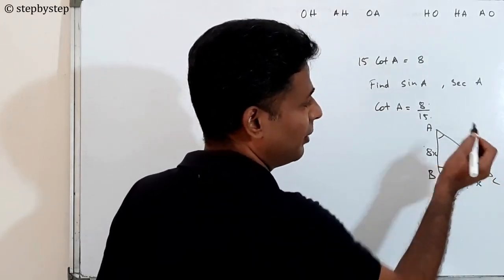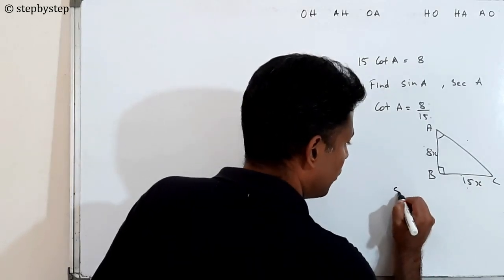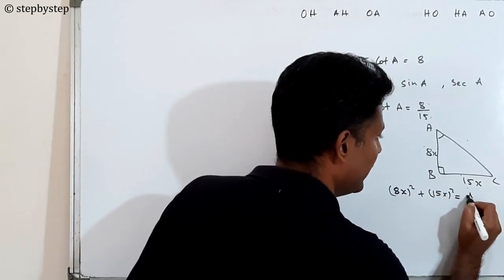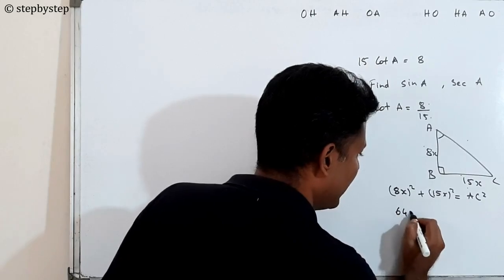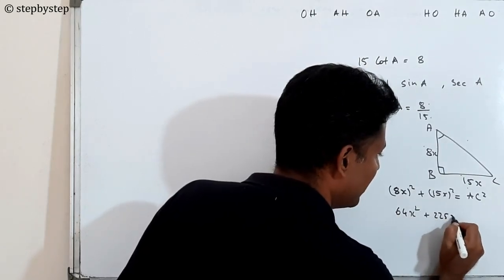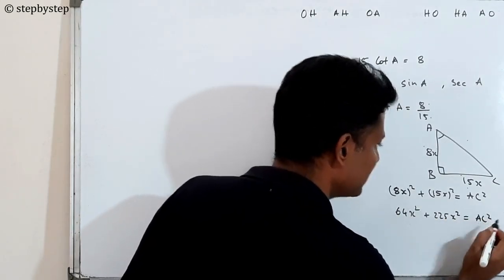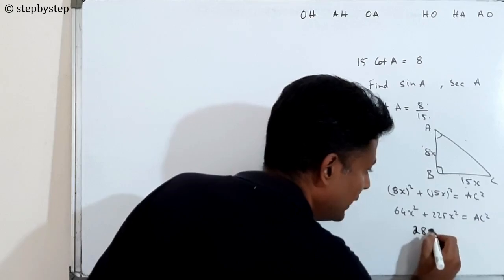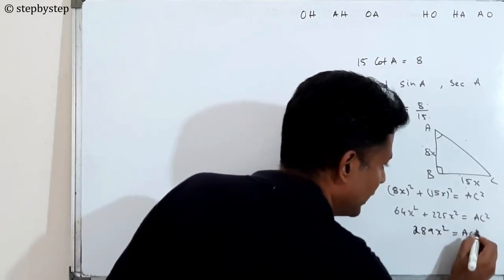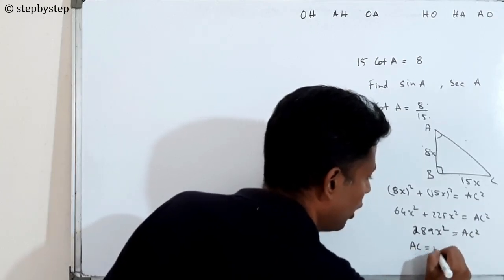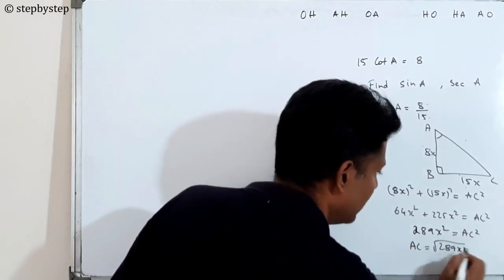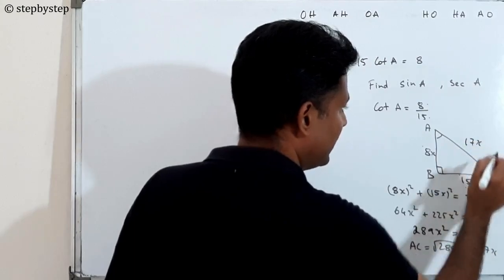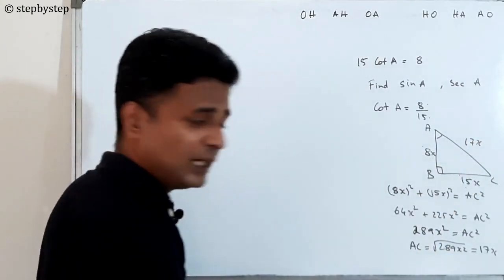Now using Pythagoras theorem, again we can find the hypotenuse, right? So what do we have? 8x square plus 15x square equal to AC square. So 64x square plus 225x square equal to AC square. So we get 289x square equal to AC square. So what is AC? Root of 289x square. So the answer is 17x. So what is the hypotenuse? 17x. So now we have all three side ratios.